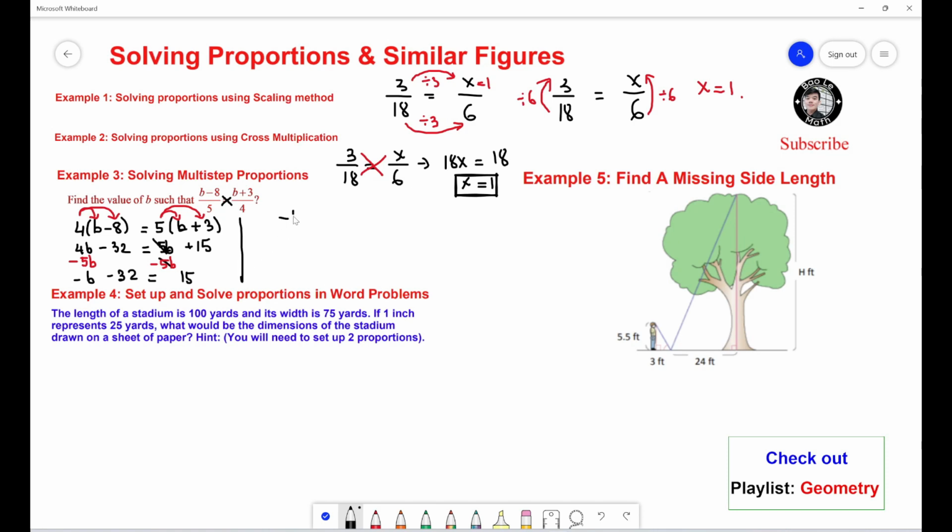Next one, I just rewrite this one over here. Alright, now you need to add 32 to both sides. This and this cancel out. This is negative b equals 47. Now we need to solve for b. We're not going to solve for negative b. So we need to divide both sides by negative 1. And then b equals negative 47.